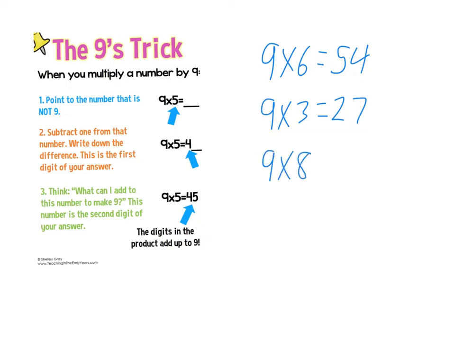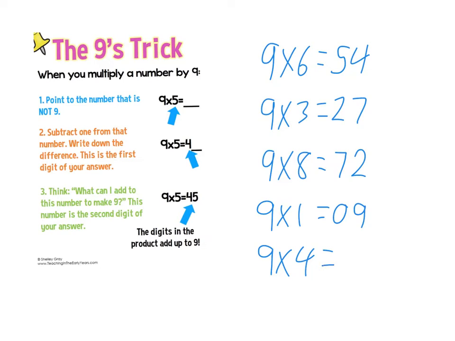9 times 8. 8 minus 1 is 7. 7 plus what gives me 9? 2. 9 times 8 is 72. 9 times 1. 1 minus 1 is 0. 0 plus what gives me 9? 9. 9 times 1 is 9. Let's look at one last one before we move on. 9 times 4. 4 minus 1 is 3. 3 plus what will give me 9? 3 plus 6. So 9 times 4 is 36.